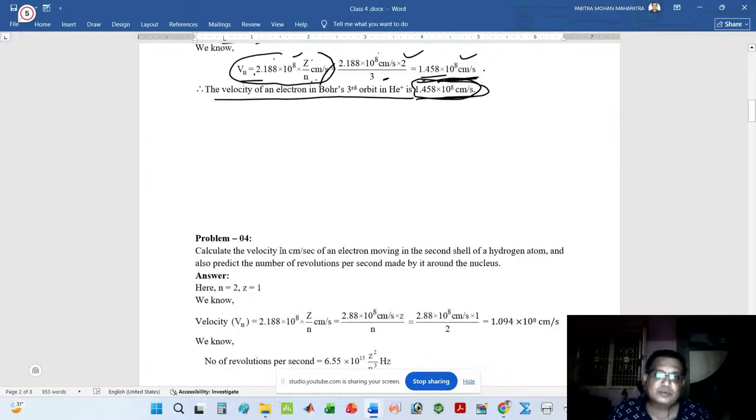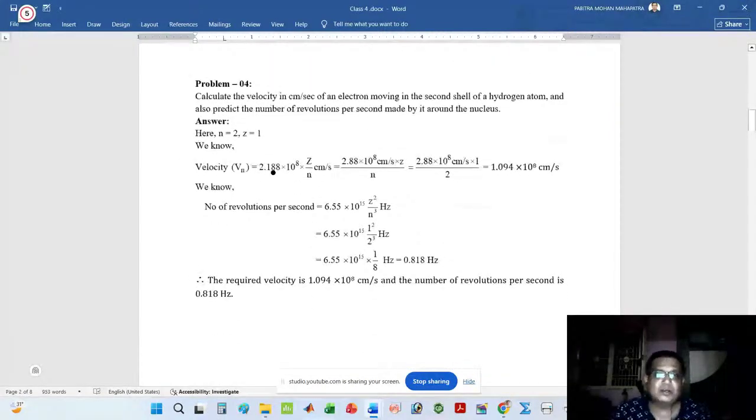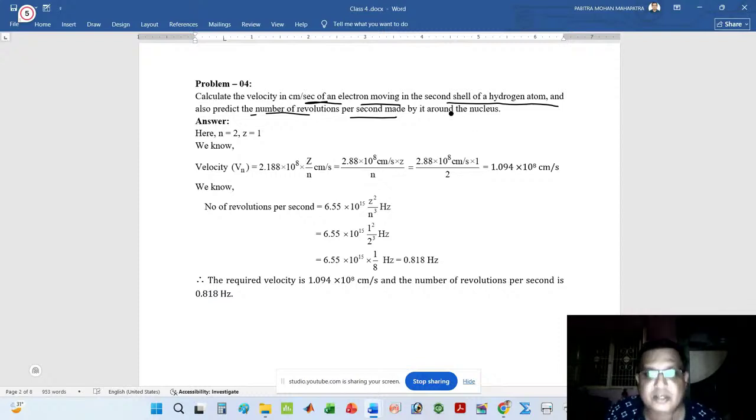Next, move to problem number 4. Calculate the velocity in cm per second of an electron moving in the second shell of a hydrogen atom, and also predict the number of revolutions per second made by it around the nucleus. Two questions I have given. One is to calculate the velocity in cm per second. Another is the number of revolutions per second made by the electron around the nucleus.